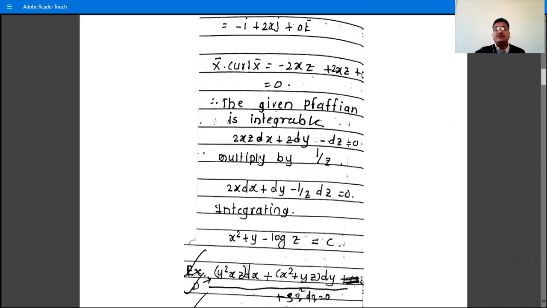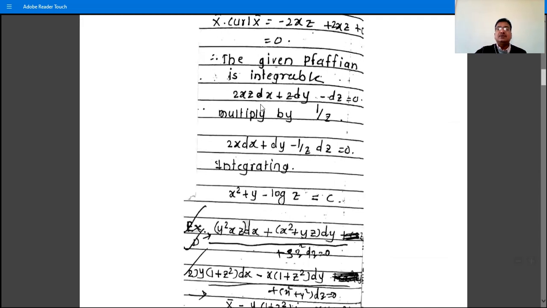Now we have to find its general solution. The given differential equation is 2xz dx + z dy − dz = 0. Multiplying by 1/z, what do we get? 2x dx + dy − (1/z) dz = 0. This equation is in variable separable form. All the three variables are separated.